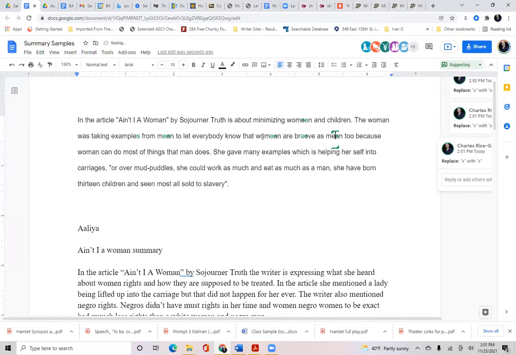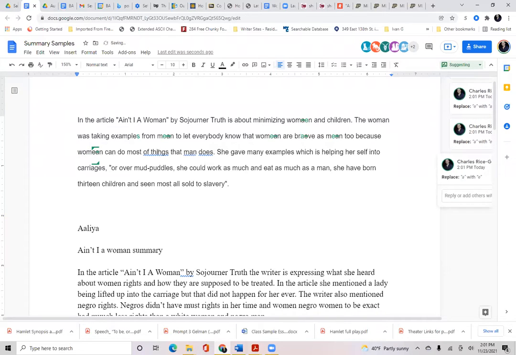Two, because women can do most of the things that men can, or do. It's giving us do, right? She gave many examples, which is helping herself into carriages or over mud puddles. She could work as hard as much as a man have borne. Okay, great. I'm just going to fix this here.